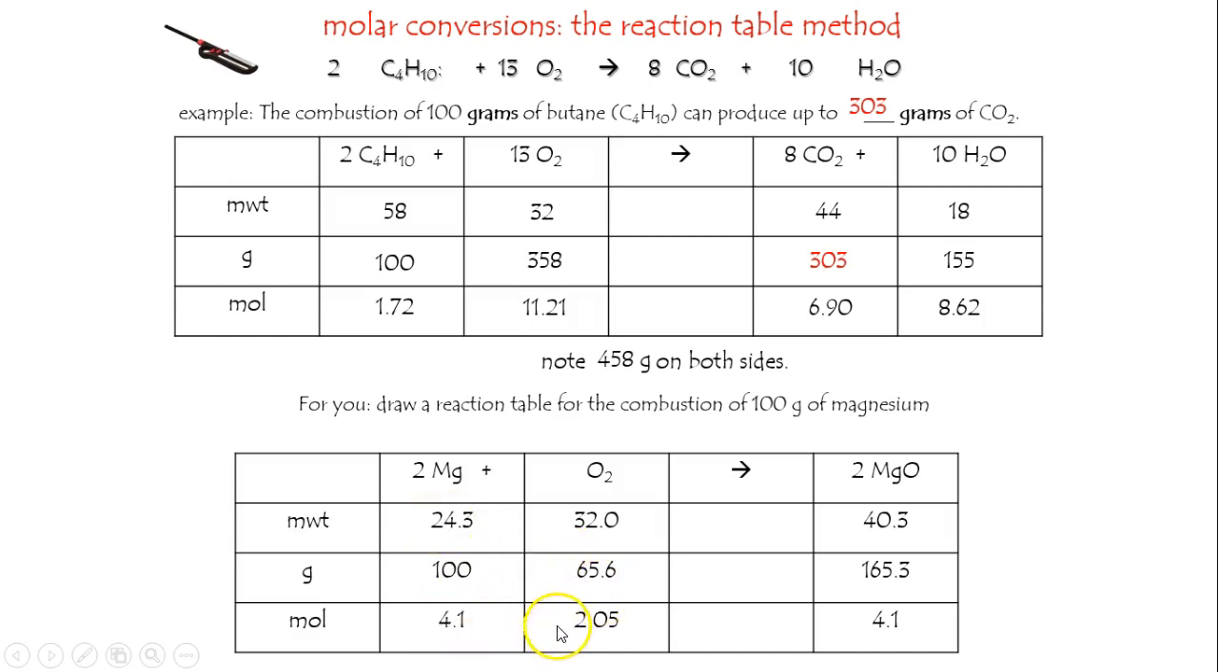And it requires half as many moles of oxygen, but produces, once again, twice as many, or the same number of magnesium atoms is equivalent to magnesium oxide molecules. I'd then calculate the grams, and I'd do the important check, 165.6, 165.3. We're easily within the experimental error here since we were rounding to whole numbers. And this is molar conversions using the reaction table method.